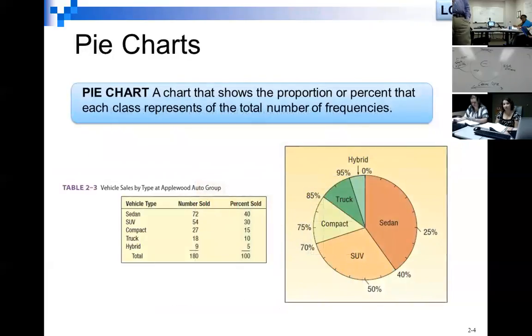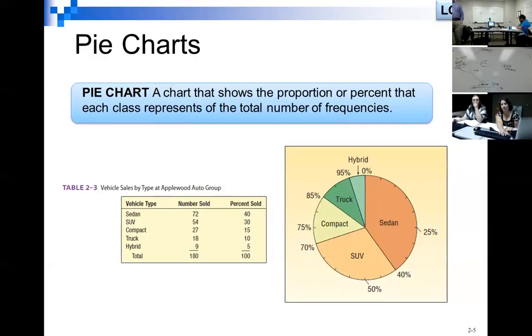The pie chart shows the proportion or percent that each class represented. I like to say a pie chart shows everything's relationship to the whole. Going back to geometry, what percent is covered inside this circle? 100%. So when I start to carve it out, I can identify SUV 50% of the whole.